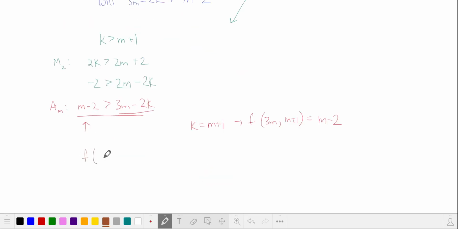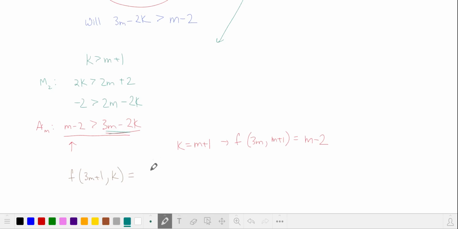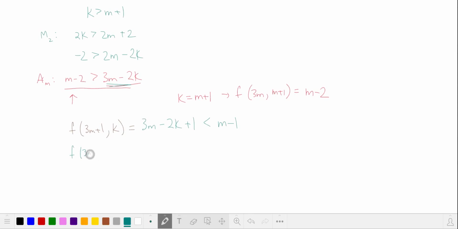To find f of 3m plus 1 and k, we'll just add 1 to this remainder, and we note that this is less than m minus 1, which was our other solution. And adding 2 means we add 2 to the remainder, which is going to be less than m. So we won't exceed the remainder that we got when k was equal to m plus 1.